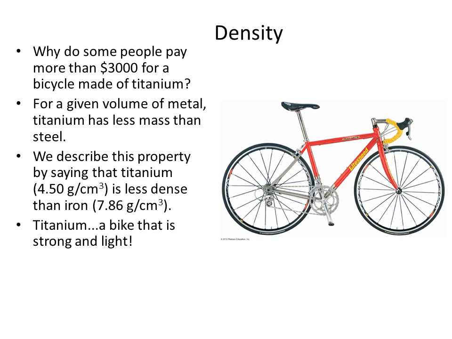Why do some people pay $3,000 for a bicycle made of titanium? Well, for one thing, it's lighter and it's strong. So for a given volume of metal, it weighs less. And if you have to transport your bike, that makes it easier. So we describe this property by saying titanium, which is 4.5 grams per cubic centimeter, is less dense than iron, which is 7.86 grams per cubic centimeter. So titanium is a bike that's strong and light. Hope this helps with your calculations of density.